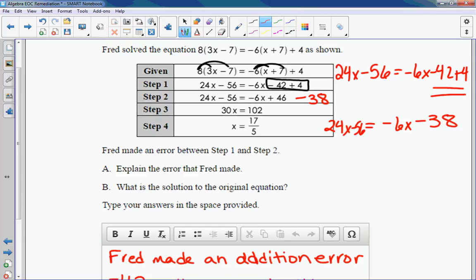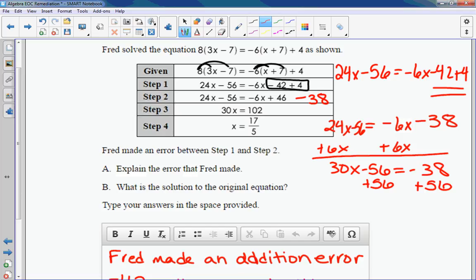I'm going to get my x's on the same side, so I'm going to add 6x to both sides. I have 30x minus 56 equals negative 38. Now I want to add 56 to both sides. So I have 30x equals, that cancels, negative 38 plus 56 is positive 18. Divide by 30. It does not divide evenly, but we can reduce the fraction.